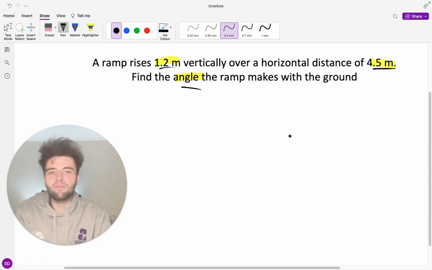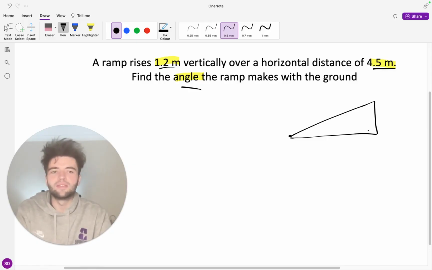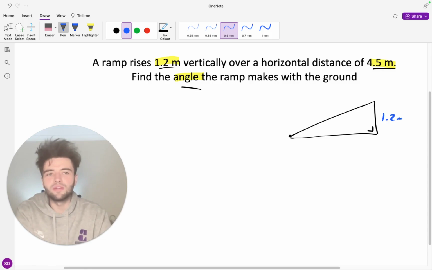So we can just draw a ramp, which is going to basically look like this, and it's going to go over horizontally as well, and then we can set up our right angle here on the right. So that's going to be our right angle. And we're basically told that the vertical distance for this little ramp is going to be 1.2 meters. So we can write that over here on the vertical side. And then on the horizontal side, we're going to have 4.5 meters. So this is kind of the run, if you like, and then our rise is going to be 1.2 meters.